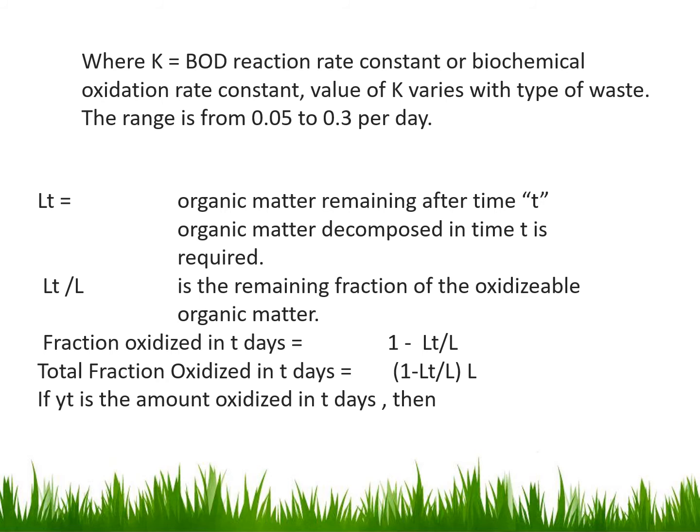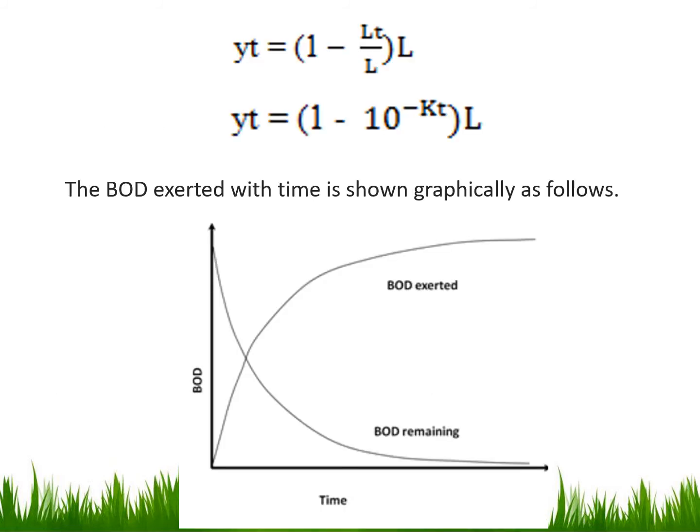If Yt is the amount oxidized in t days, then this is the equation. Yt is equal to 1 minus Lt over L, multiplied by L. BOD exerted with time is shown graphically here. So this is the BOD, oxygen demand on this side. We are having maximum demand at this level, and gradually the BOD remaining is slowing down until it reaches the minimum value.